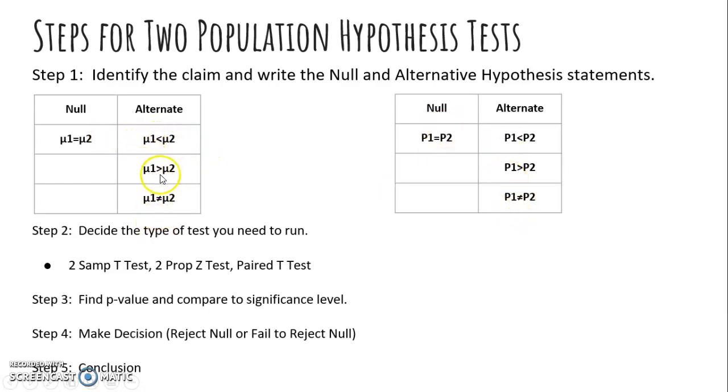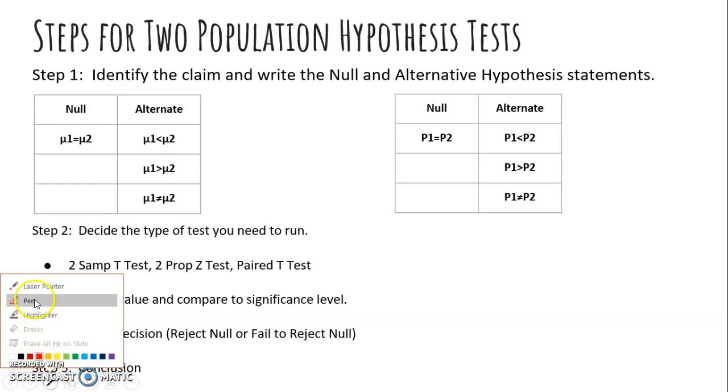But if you'll notice, there's no numbers here, just like there were no numbers here. It's just notations, just symbols. So mu1 is less than mu2, mu1 is greater than mu2, mu1 is not equal to mu2. Do not replace any of these with numbers. This is exactly how I want you to write it. Now, once we write our statements, then we're going to decide which type of test we're going to run, either a 2 sample t-test, a 2 prop z-test, or a paired t-test.